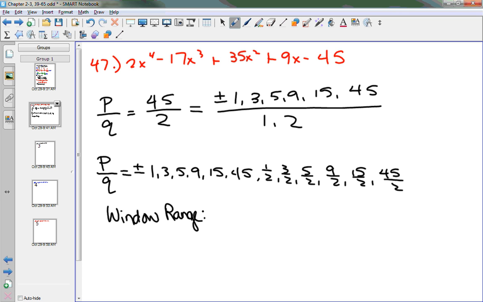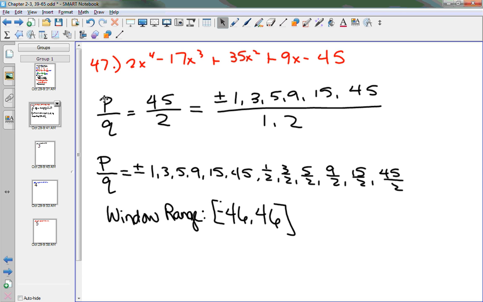So my window here, remember I told you to take the biggest number. What's my biggest number? So that's going to be positive 45 and negative 45, but you're going to go 1 unit in both directions to give you what? Negative 46 to positive 46. Why is that window important again? Because it told you to confirm these graphically. So how do I confirm this graphically?